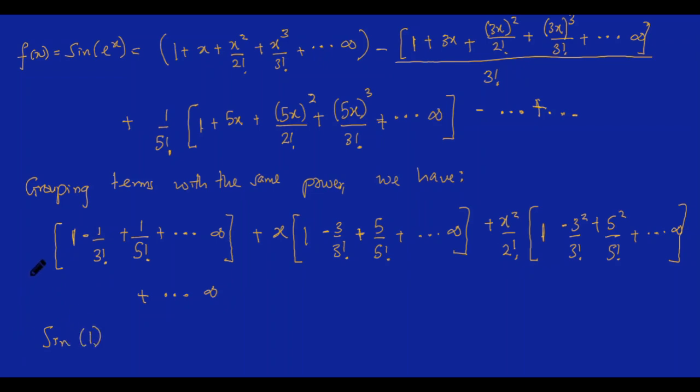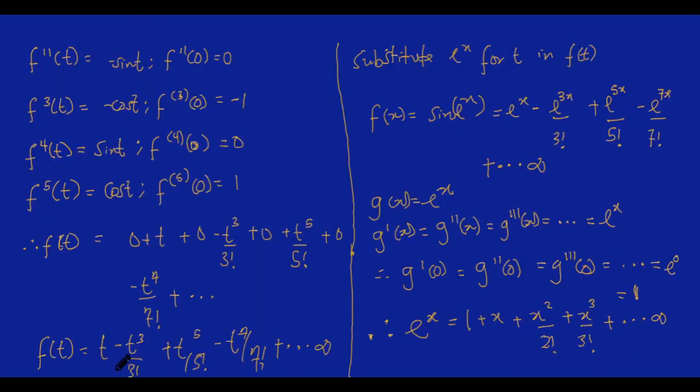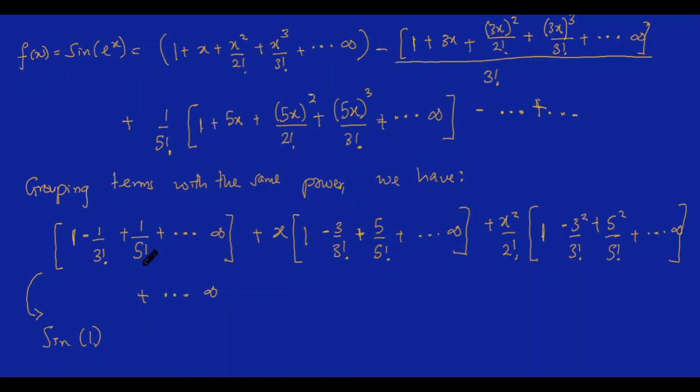because we already stated from the expansion we made before that sine t is equal to t minus t raised to power 3 divided by 3 factorial plus t raised to power 5 divided by 5 factorial minus t raised to power 7 divided by 7 factorial, and so on. So substituting t is equal to 1, we have that 1 minus 1 over 3 factorial plus 1 over 5 factorial minus 1 over 7 factorial, and so on, will give us the expansion for sine 1, which is what we are having here.